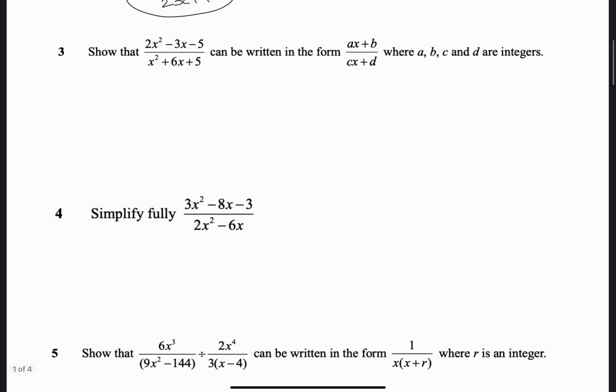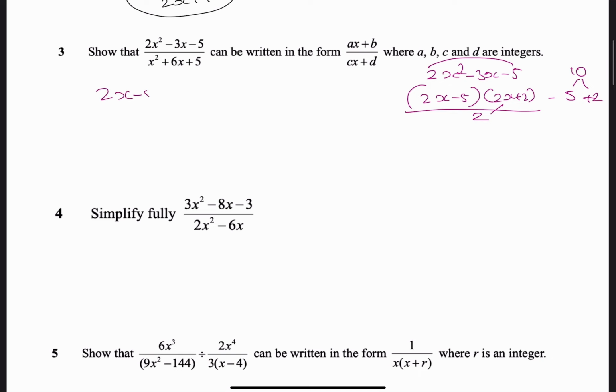Next one. 2x squared minus 3x minus 5. Just do 2 times 5, which is 10. Factors of 10 that make 3 are 5 and 2. Minus 5 plus 2. 2x minus 5, 2x plus 2 divided by 2. We'll divide it here, which basically makes it 2x minus 5. And what's the other one? If you divide it by 2, it will give you x plus 1, yeah? Over.